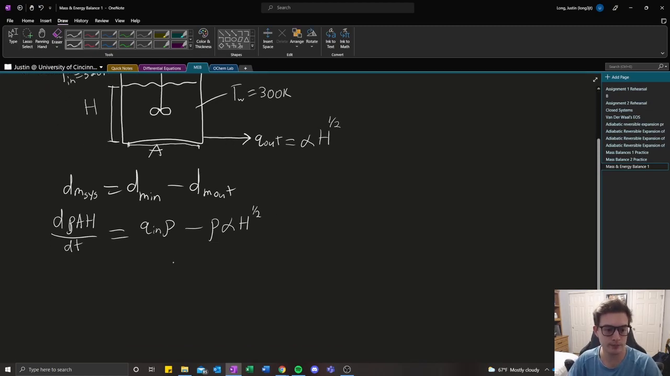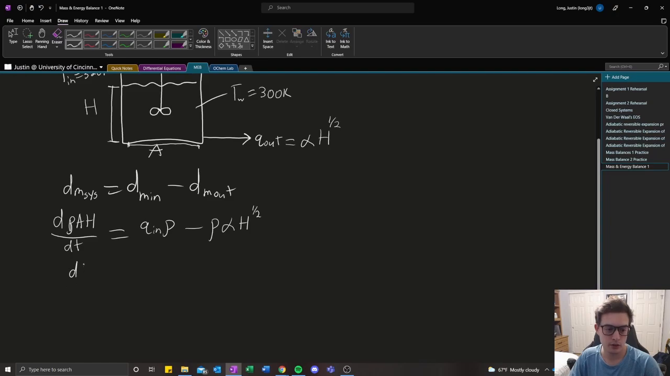We notice that the density of the water in the tank is a constant, and the area is a constant as well. They're not changing, so we can pull them out of this derivative. We've got the densities on both sides, so when we pull that out and divide it over, these are going to cancel out. We want to isolate the change in height with respect to time, so we're going to divide by the area as well.